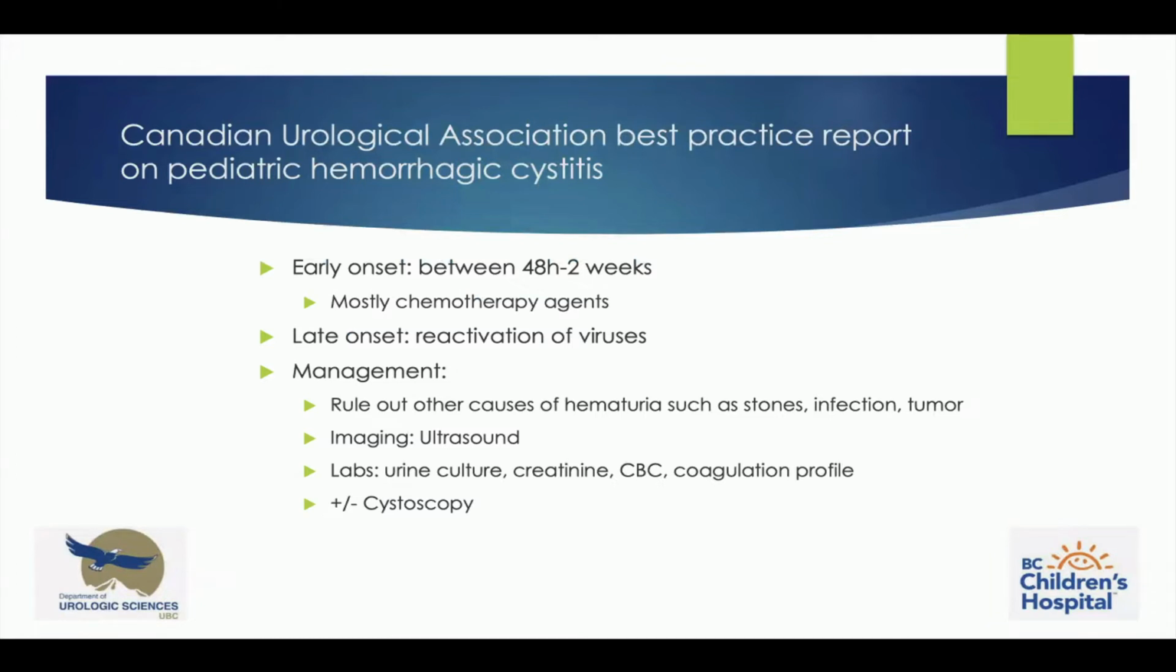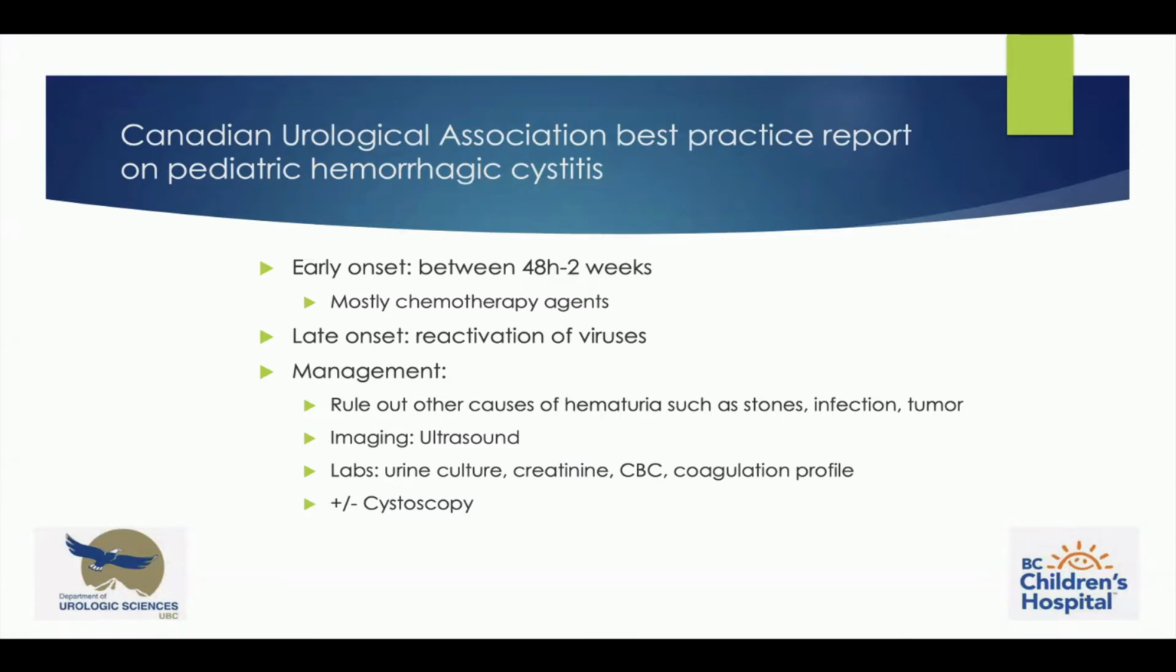So there are two types of hemorrhagic cystitis, early onset and late onset. Early onset is between 48 hours to 2 weeks, and it's mostly secondary to chemotherapy agents. And late onset is mostly because of reactivation of viruses.